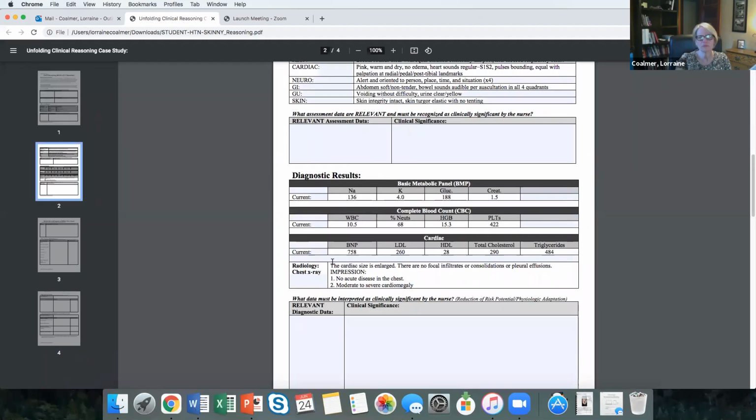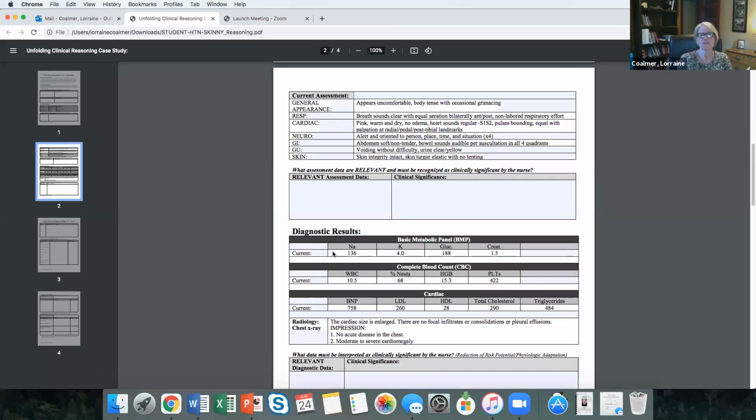Okay. So general appearance, he appears uncomfortable. Well, hello, his pain's an 8 out of 10, isn't it? Breath sounds clear. Very important to pay attention to that right now. Non-labored. So right now, lung-wise, he sounds okay, right? Clear, he's not labored. Pink, warm, dry, those 6 P's sound good. Bounding pulses totally makes sense with the high blood pressure, doesn't it? Totally makes sense. Equal palpation, all of them are equal, so that's good. Alert and oriented, I like that. Abdomen soft, voiding without difficulty, urine clear, yellow. Skin intact, skin turgor elastic with no tenting. Sounds pretty good, doesn't it?